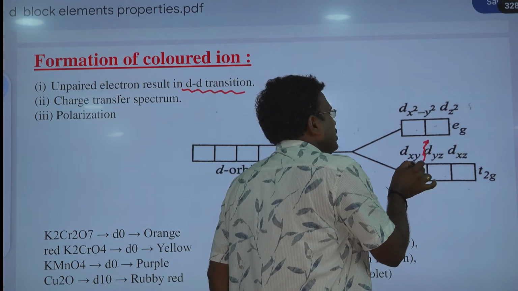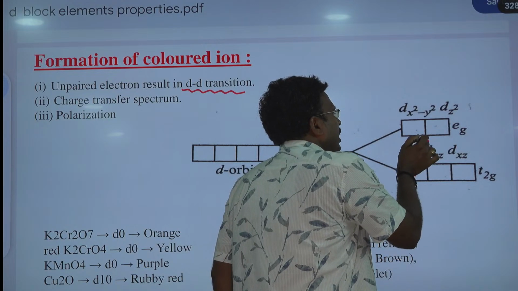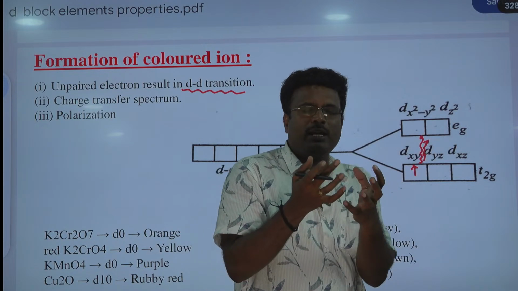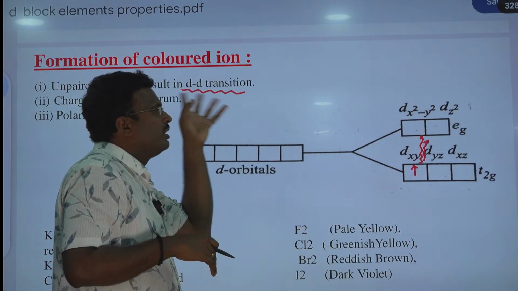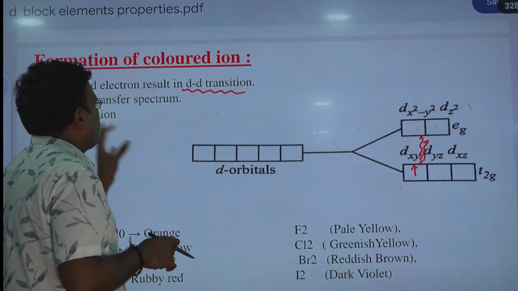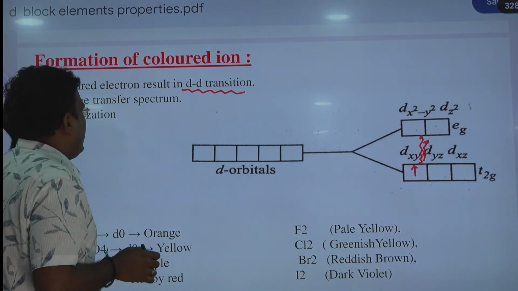The electrons are shifted from one level to another level. This means some amount of light energy is absorbed and the rest is transmitted. So that's why the compounds show different colors. So remember this from an examination point of view, up to intermediate level.